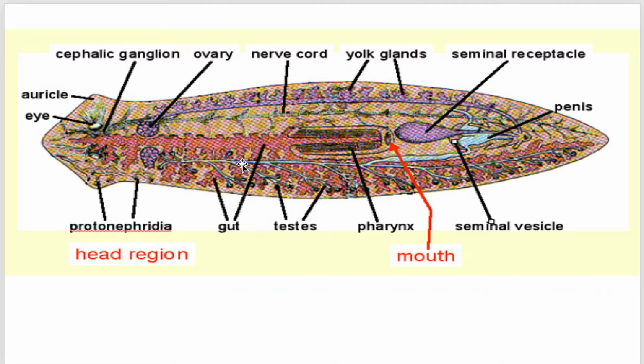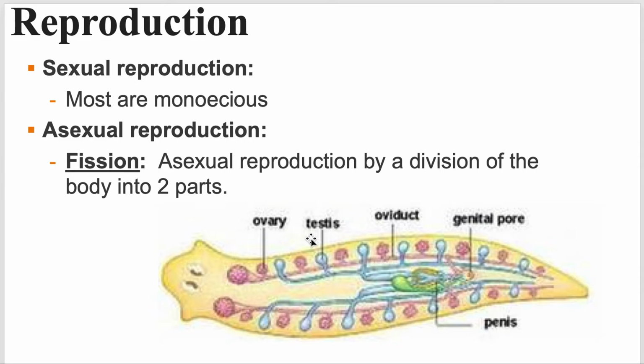Here's a diagram of where everything is located. This has some stuff that we don't need to know, but just to give you an idea, this says eye, but it should say eye spot. The ganglia are up here, ovaries are here. The testes are found kind of throughout it, as you can see, and this one is a better quality. So ovaries are found throughout, testes kind of alternate down the body.